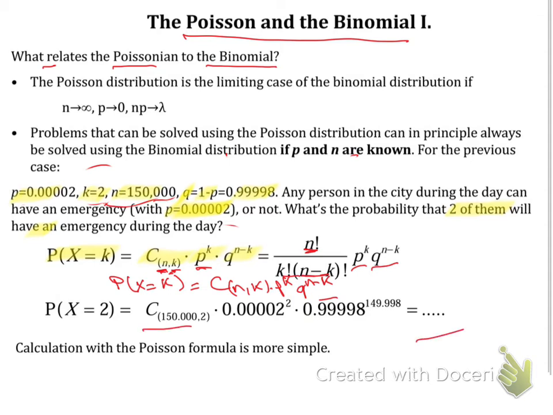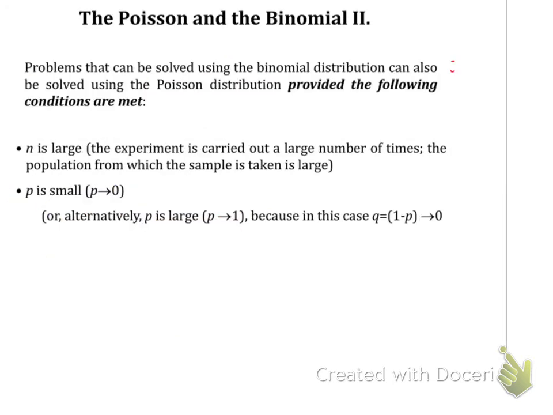So even the Poisson problem can be solved by binomial, subject to having P and N. And also the problem that can be solved by binomial distribution can also be solved by Poisson.